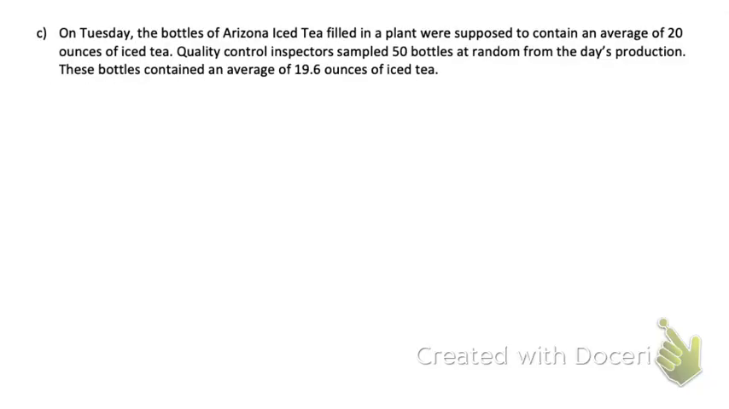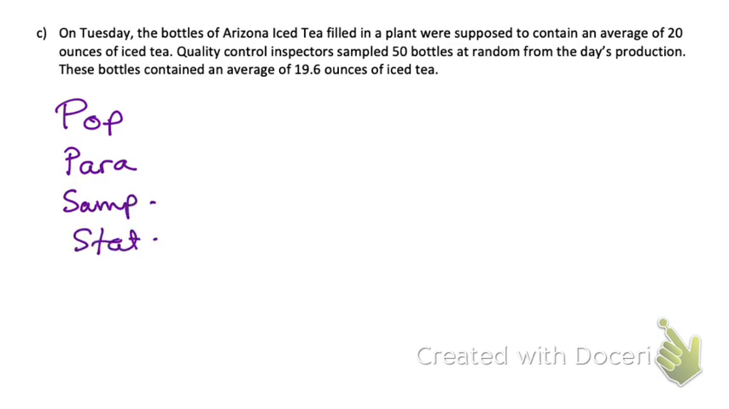Y'all seem to be getting this pretty well. Again, population, parameter, sample, and statistic. Here we go. On Tuesday, the bottles of Arizona iced tea filled in a plant were supposed to contain an average of 20 ounces of iced tea. Quality control inspectors sampled 50 bottles at random from that day's production. The bottles contained an average of 19.6 ounces of iced tea.